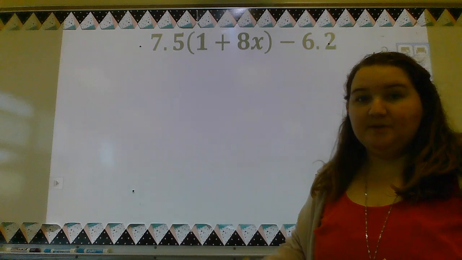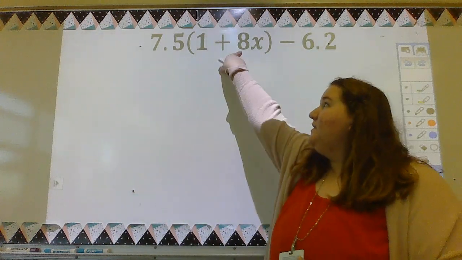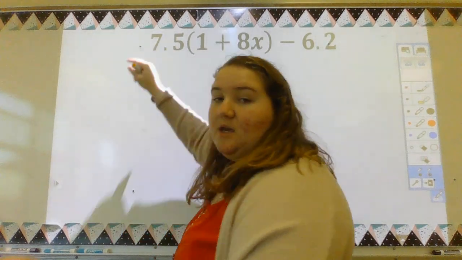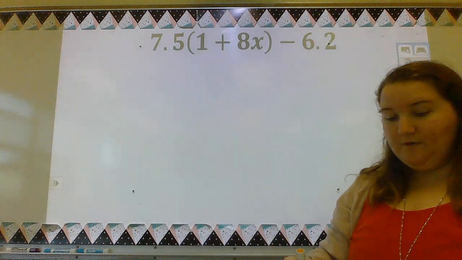Let's look at one with decimals, okay? Notice the distributive property is in front here. It does not matter. That is okay. We are still going to distribute first.